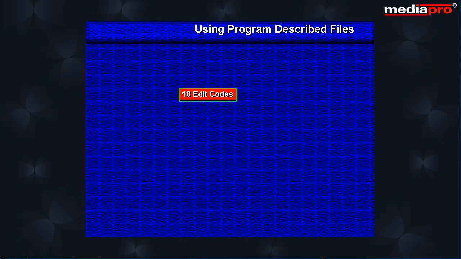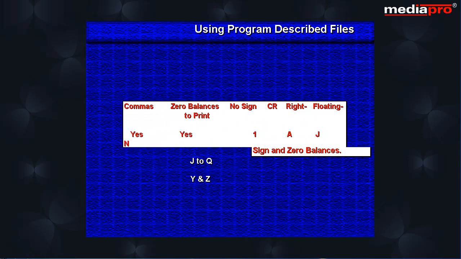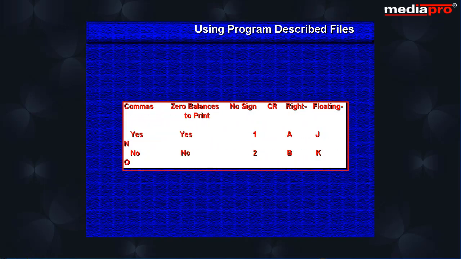In total, a set of 18 edit codes are available: 1 to 5, A to D, J to Q, and Y and Z. The edit codes 1 to 4, A to D, and J to Q cover all possible combinations of using commas, sign, and zero balances. Here is a chart of the edit codes.